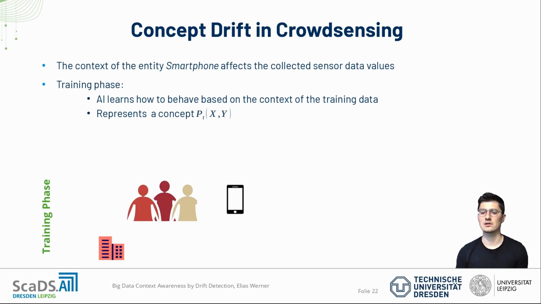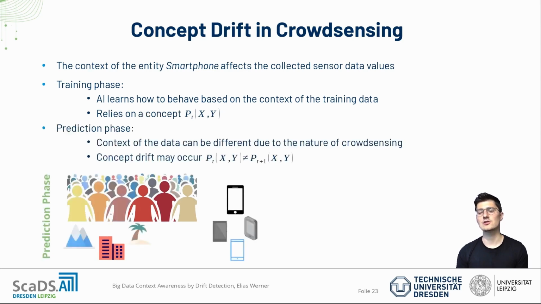For the crowdsensing use case, it means that we consider some people, devices and geolocations in the training phase. However, this is only a proportion of the context in the prediction phase due to the nature of crowdsensing. We do not only have a lot more different users, but also devices and geolocations. This then also means that it is quite likely that concept drift occurs.